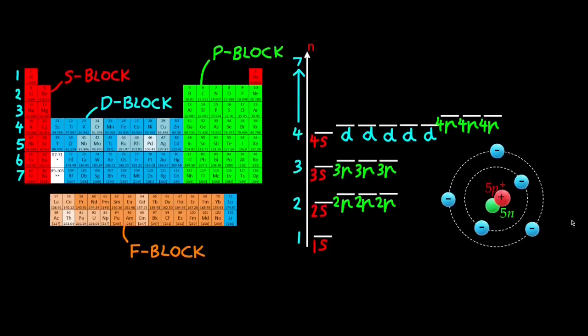But when the d orbitals are filled with electrons, you get more attraction to the nucleus and they drop to energy level 3, as we'll see when we look at electron configurations.